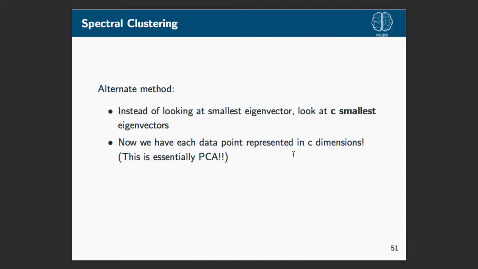So this is essentially doing PCA. Does that make sense, how this is related to PCA? Some form of dimensionality reduction. And then we can just do k-means in this new space. So if we wanted k clusters, we find the Laplacian, we do SVD, we look at the C smallest eigenvectors, transform it to that space, and then do k-means to find the k clusters.